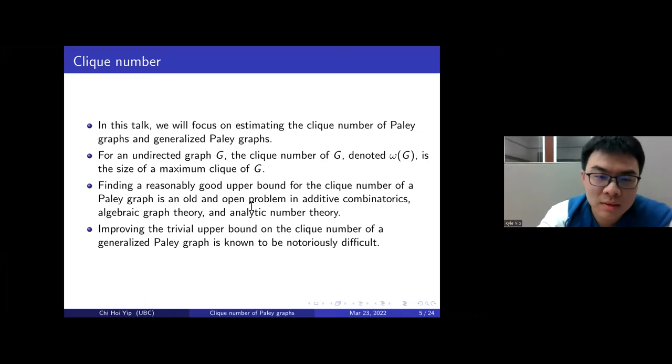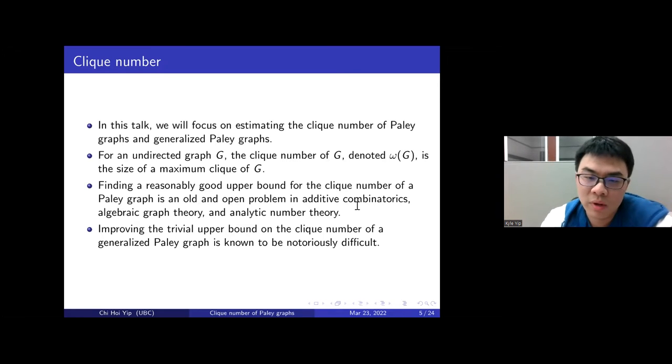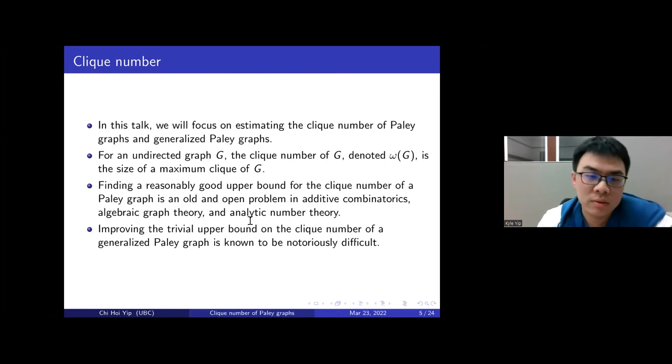So I'm talking about finding a good upper bound for the clique number. It is not only an open problem in algebraic graph theory, but it also has some connections with additive combinatorics and analytic number theory. That means that people working in these three research areas are all interested in this question. It's known to be very difficult to improve the trivial upper bound on the clique number. As far as I know, even improving the trivial upper bound by one already requires some non-trivial effort. And I don't think there is any simple proof to improve the trivial upper bound even by one.